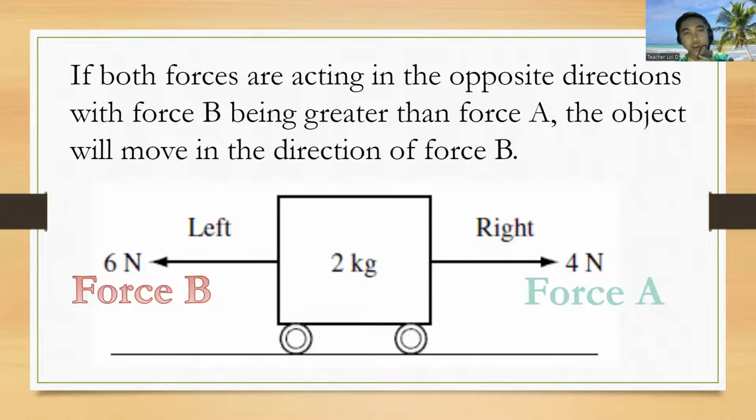Okay? If both forces are acting in the opposite directions with force B being greater than force A, the object will move in the direction of force B. Vice versa lang po ito. Kung mas malaki yung amount ng force sa kaliwa, doon pupunta or gagalaw yung object. Okay, yung direction niya. For example, sa left ay 6N, force B, force A ay 4N. So, i-subtract natin yan. 6N minus 4N is equal to 2N to the left, direction ng force B.